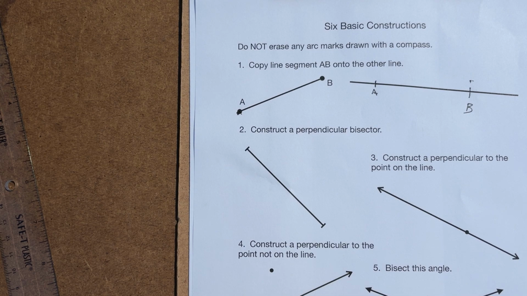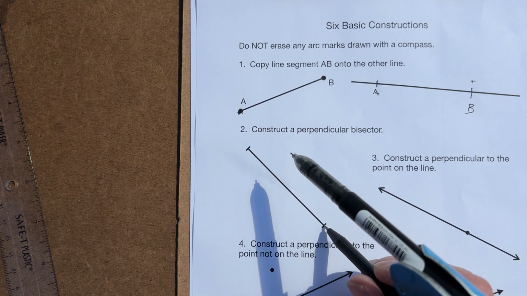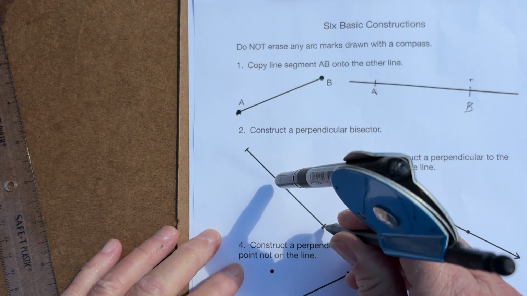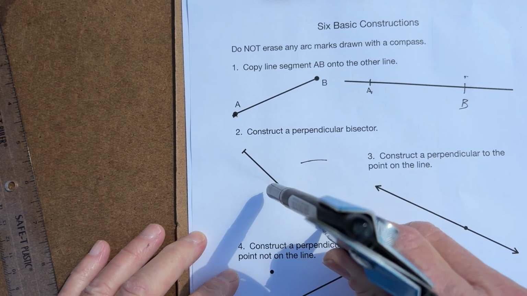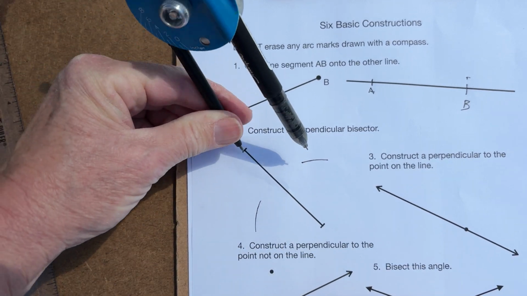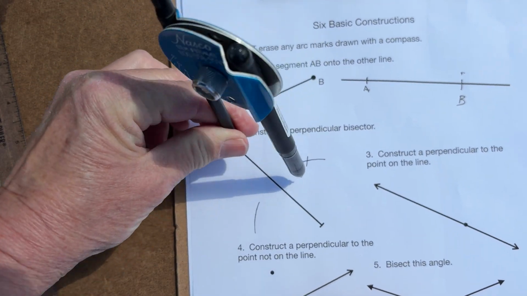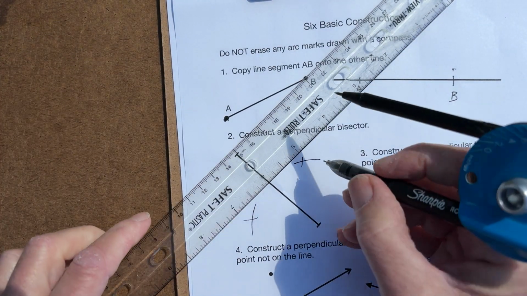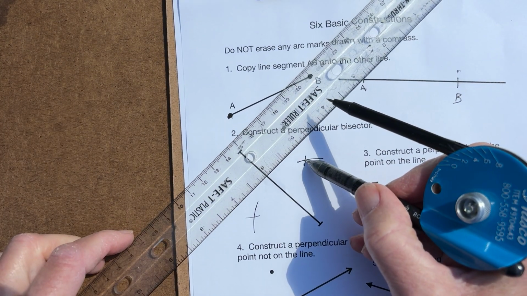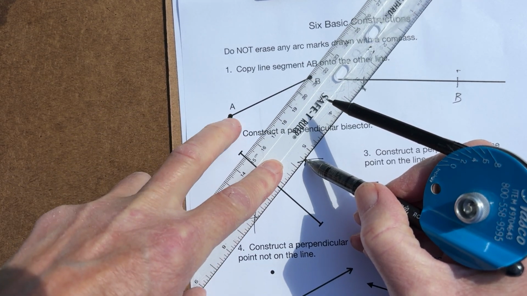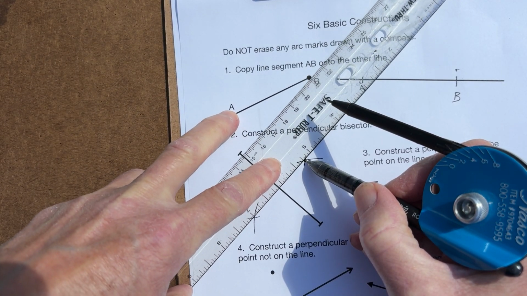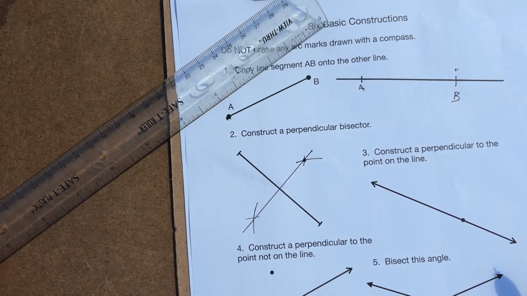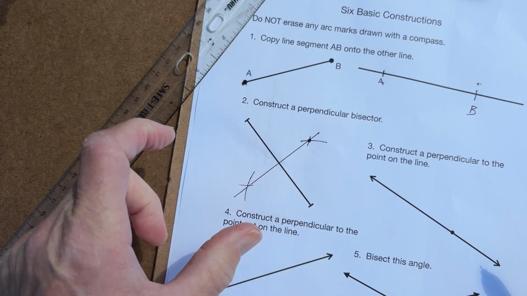Second is construct a perpendicular bisector. So I'm going to put my stick on one end, lengthen my pencil out a little longer than the middle, and draw an arc above and an arc below. Do the same thing from the other side. Then take my straight edge, put your pencil on first. Then you can swivel that around using that pivot point so you don't have to wiggle that ruler too much, and then draw that line. That is constructing a perpendicular bisector to a line segment.